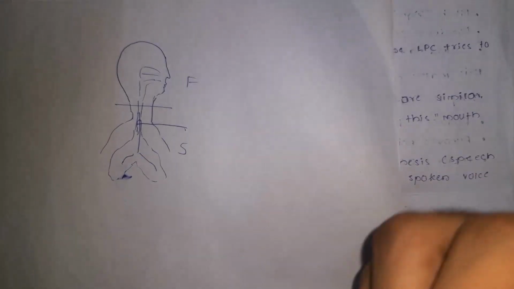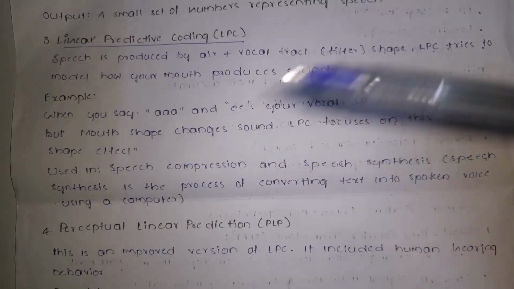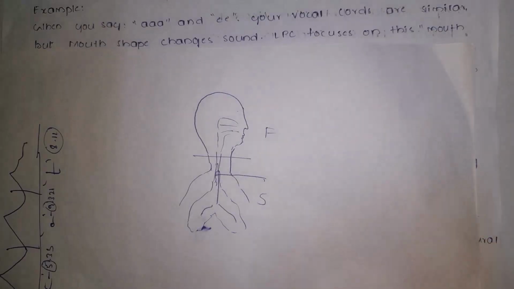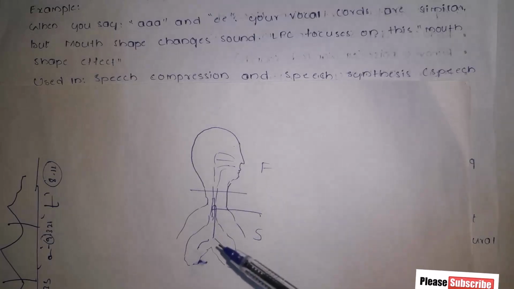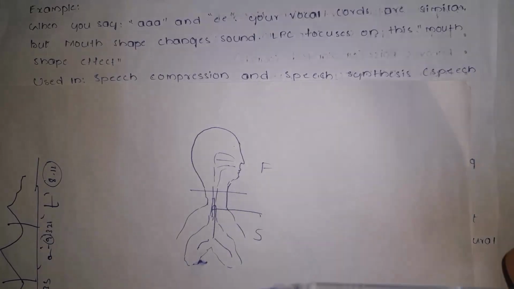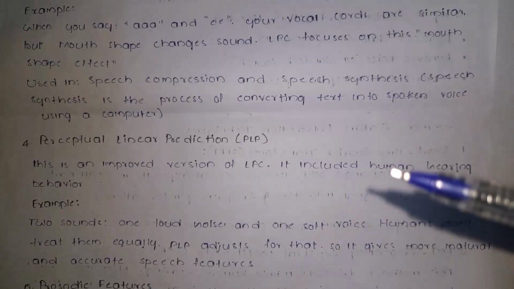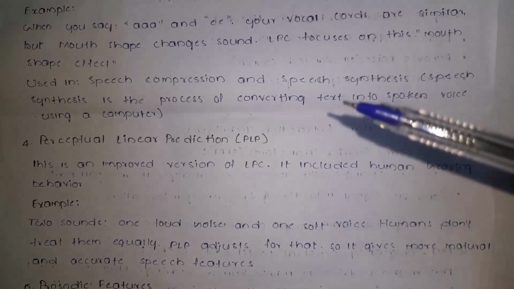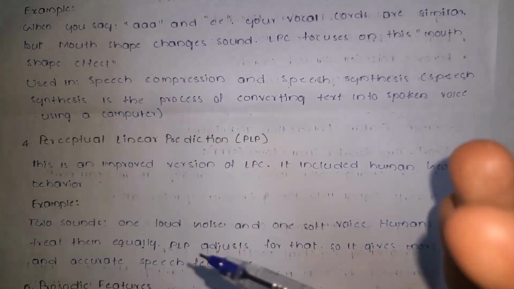That is nothing but LPC will consider only the mouth, how sound is produced from the mouth. Just for example, whenever you say A and E, the vocal cords will vibrate in the same way, so we cannot identify whether the sound is A or E through the vocal cords. Only by using the mouth can we hear whether the sound is A or E, as the mouth will shape our sound. LPC will focus on the mouth effect. This LPC technique is used in speech compression and in speech synthesis. That is nothing but converting our text into speech using a computer.